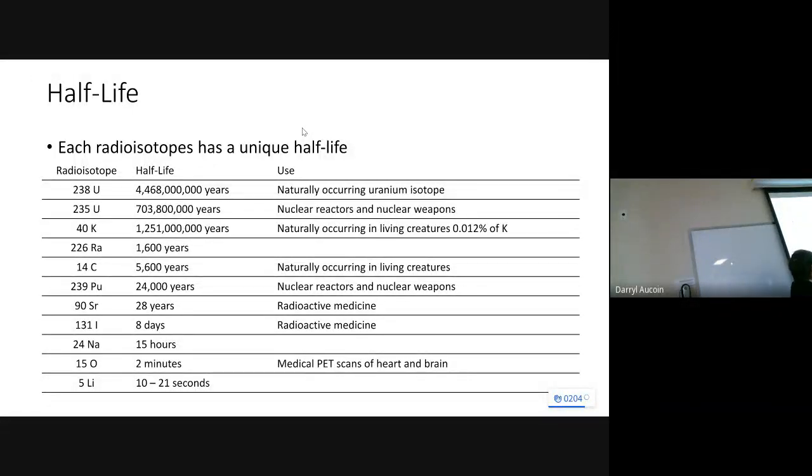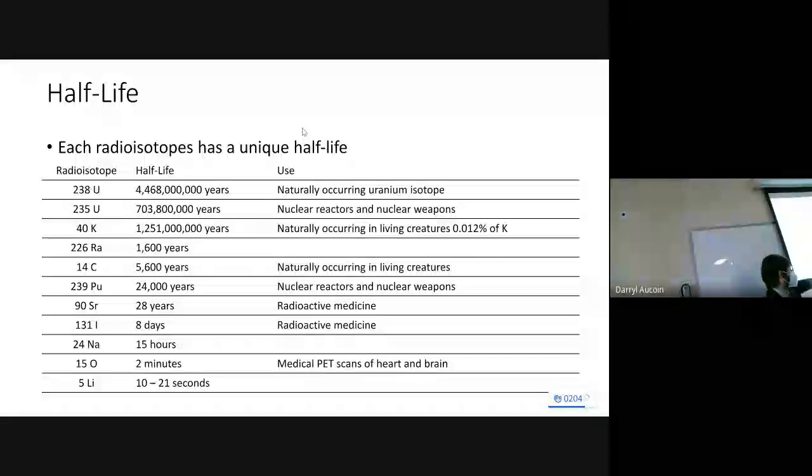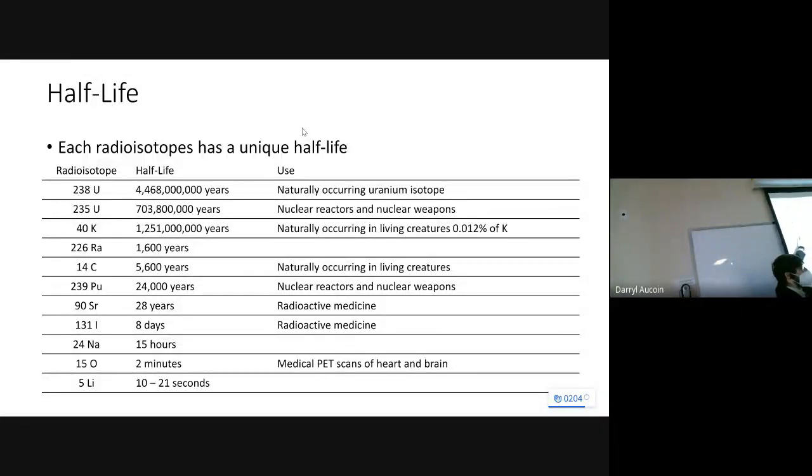But it only takes 28 years for half your strontium to decay. So in the time that 1 uranium goes away, all the strontium's going to be gone. Or in the time that 1 strontium's gone, all the oxygen's going to be gone. Some elements break down really, really quickly. So if you had some radioactive oxygen, you're going to need to work really fast because it's going to go away pretty quick. Versus if you're working with this iodide, you can take your time. It's not going to go away at a really noticeable rate.